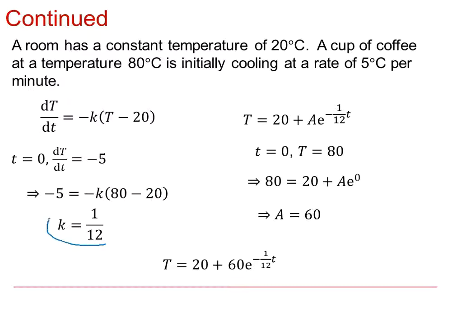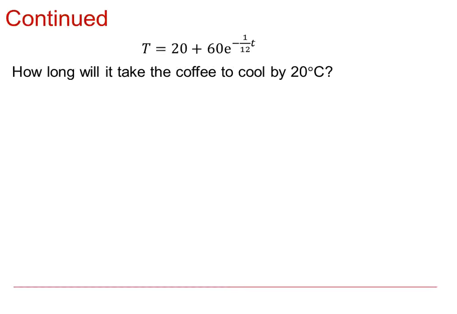So it's important to distinguish how we found the constant of proportionality k. We used the initial rate of change of temperature, which is not constant. That is just the rate of change when t is 0. So now we can look at how long it will take for this coffee to cool by 20 degrees Celsius. We know that the answer isn't going to be 4 minutes. It's not losing 5 degrees Celsius every minute. So we need to be able to find the correct time using this particular solution.